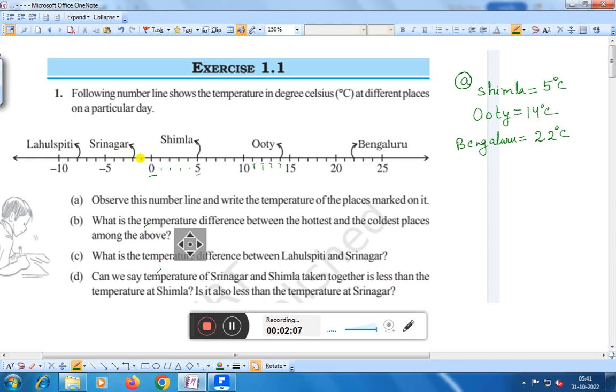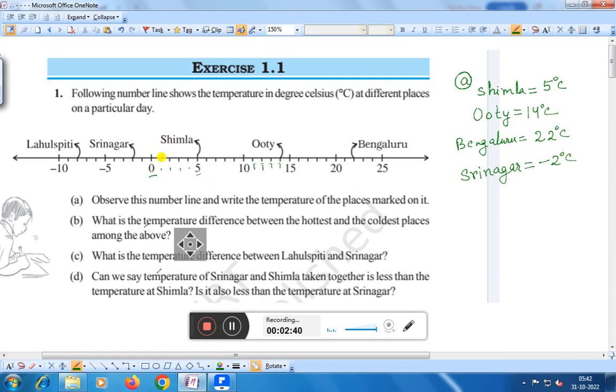And the temperature of Srinagar is equal to, now first of all we will find the smallest marking, right? What is the marking? Here you see 0 to 5, how many marks are there? 1, 2, 3, 4, 5. 5 divisions equal 5 degrees centigrade, therefore 1 division equals 1 degree centigrade, therefore minus 1, minus 2. So Srinagar is at minus 2 degrees centigrade, right?